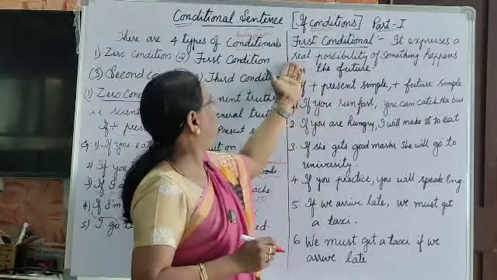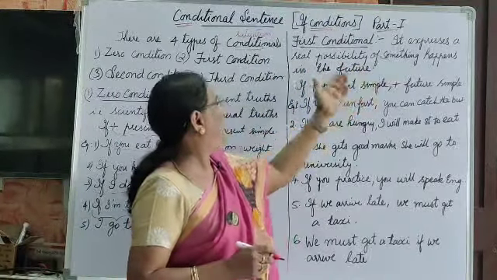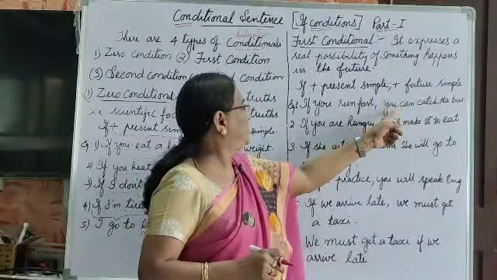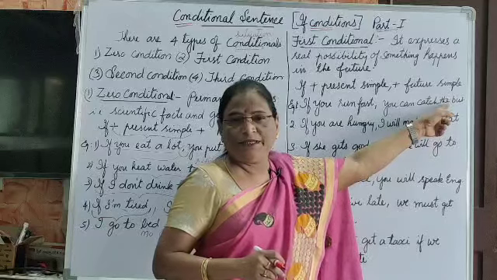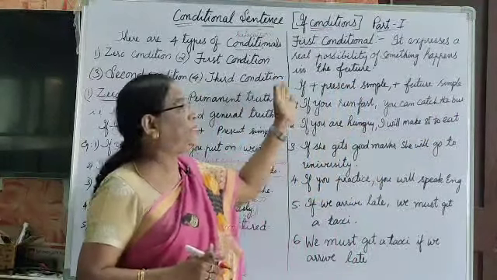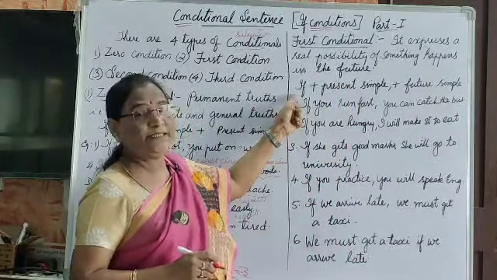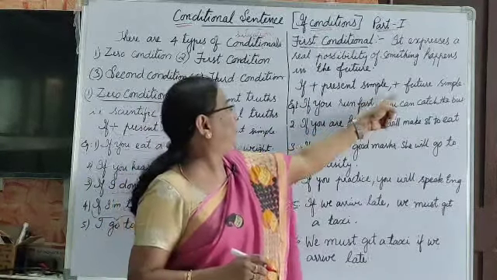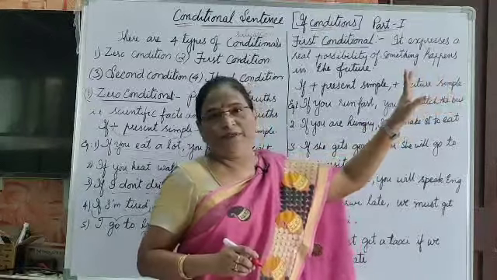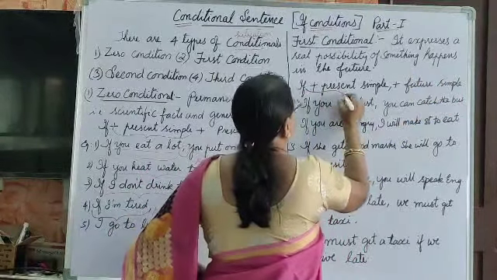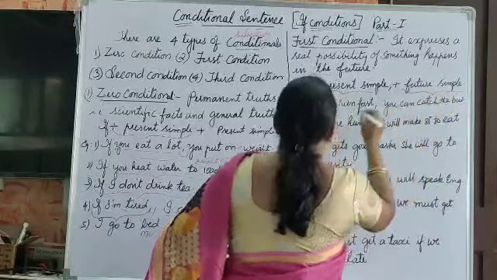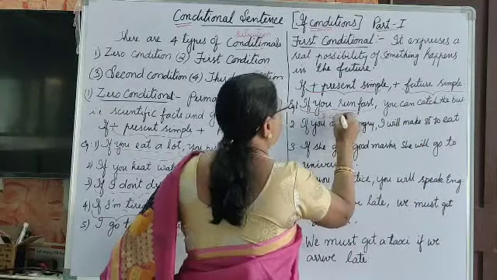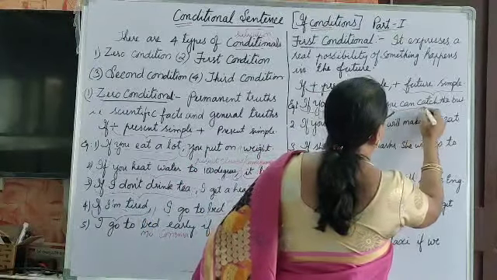Okay, now let us see. It expresses a real possibility of something happening in the future. Yes, in the future, because the result tells about the future. Let us see that through an example. The structure is if plus present simple, then future simple. This is the condition, this is the result. This is the if condition, and this gives the future result.